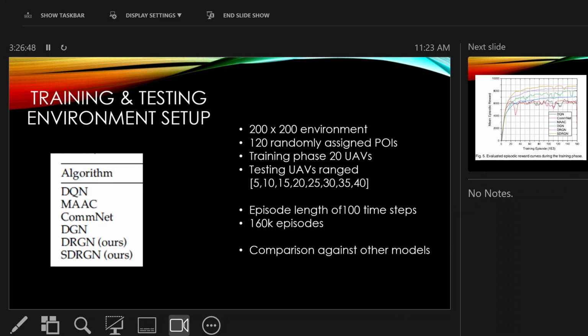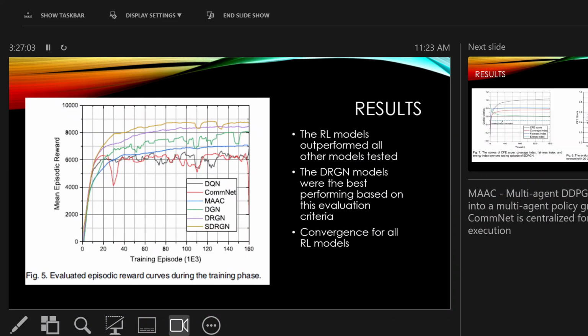Each episode was about 100 time steps. They did 160K episodes each. Yeah, you can do the math. That is a lot of episodes, a lot of time steps too. And then they did the comparison against those models.